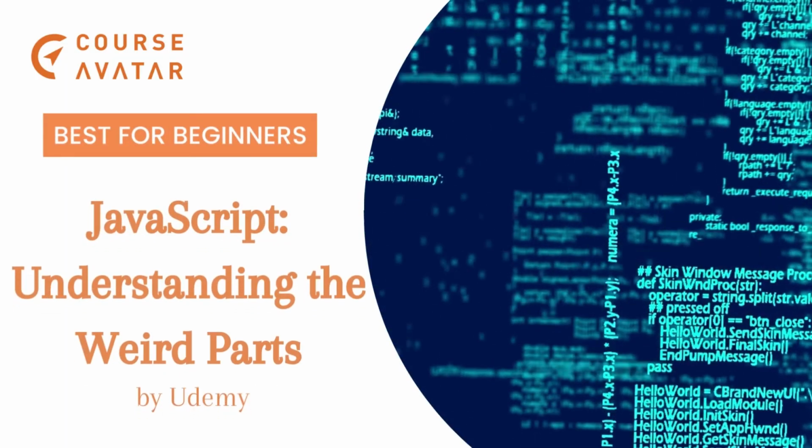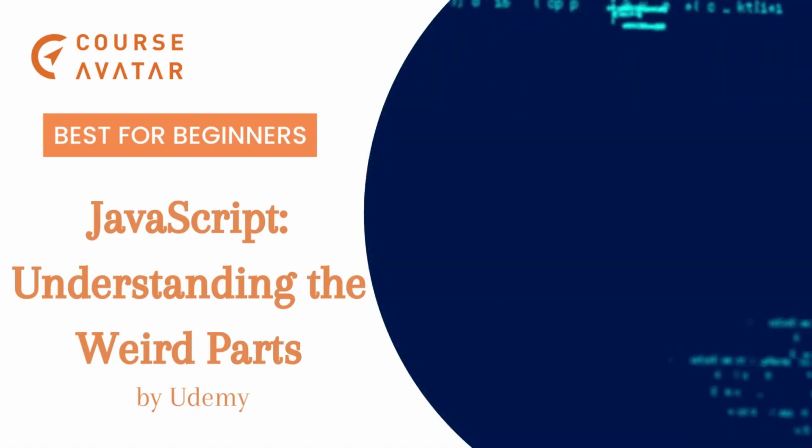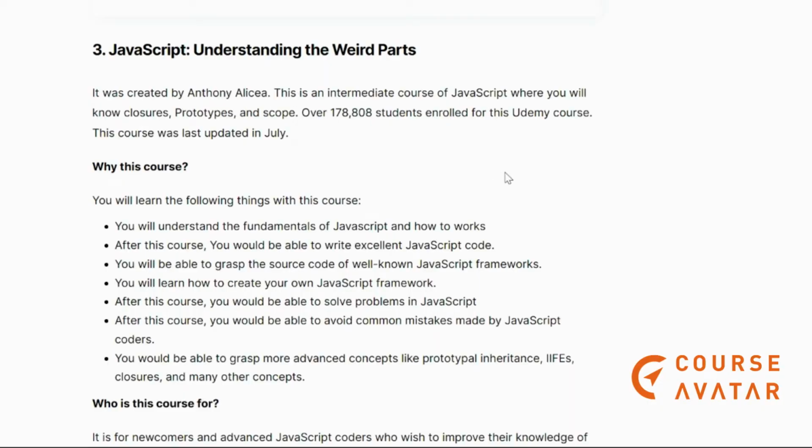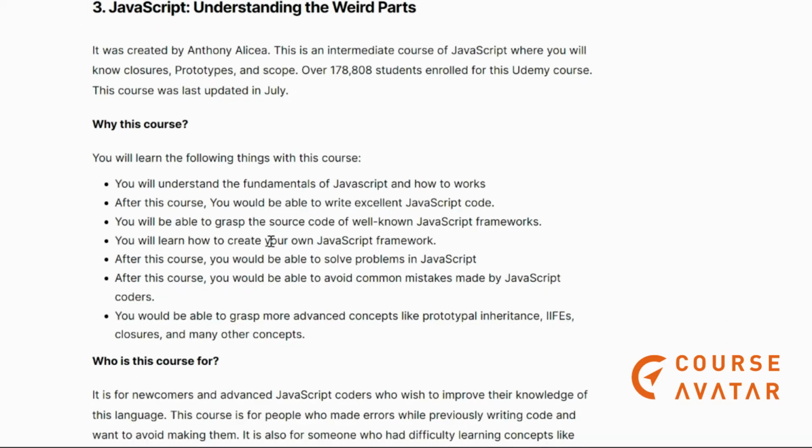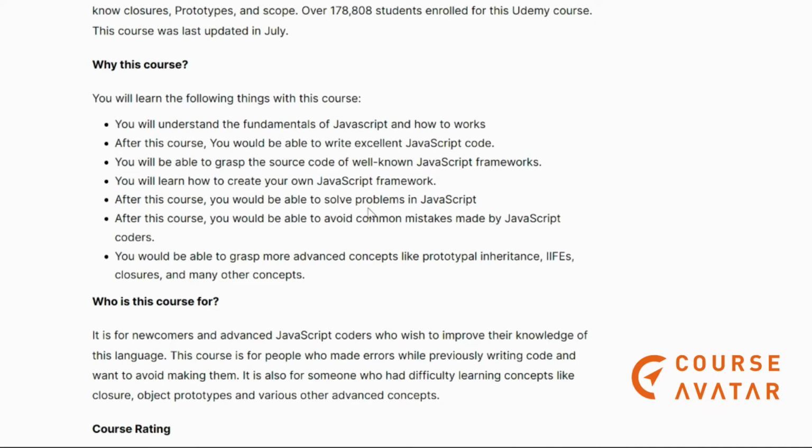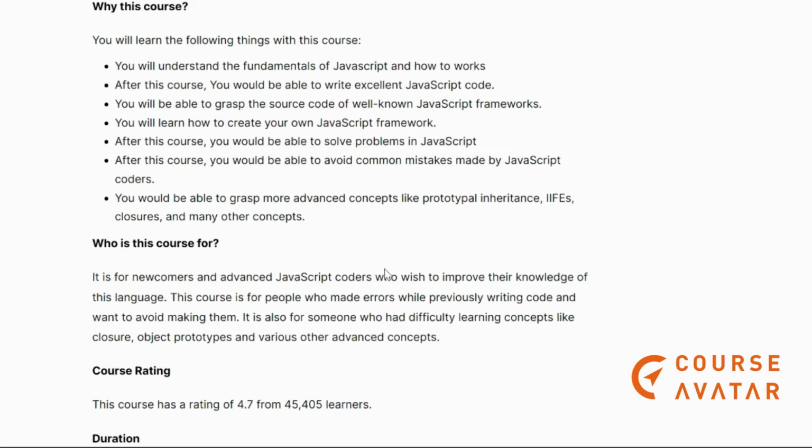So yeah, now the next course is Understanding the Weird Parts of JavaScript. It is created by Anthony Alicea, and this course is also found on Udemy. This is an intermediate course for JavaScript where you will learn about closures, prototypes, and scopes. You will understand the fundamentals of JavaScript and how it works, and you will learn how to create your own JavaScript frameworks. After this course, you would be able to write excellent JavaScript code. You would be able to grasp more advanced concepts like prototypes, inheritance, IIFEs, closures, and many other concepts.